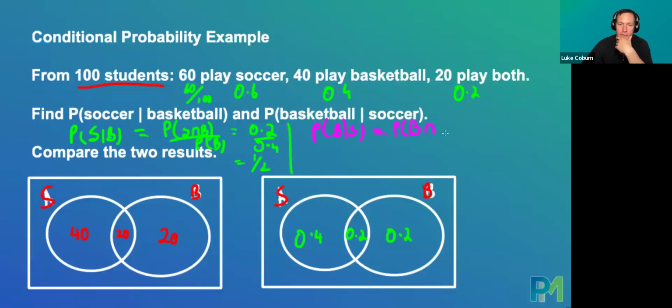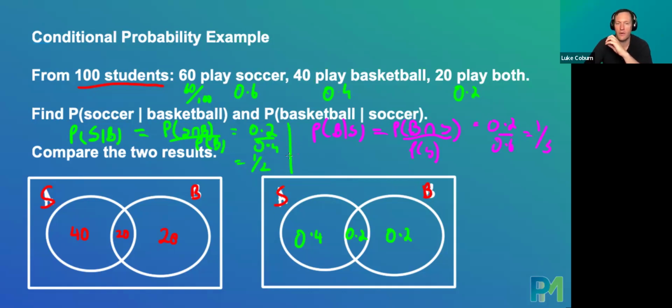So that's basketball intersection soccer. Doesn't matter which way you do it. If you do S intersection B, it's the same as B intersection S, all over the probability of soccer, which is then going to be equal to the probability of B intersection S, like 0.2 over 0.6. So this is equal to a third, right?